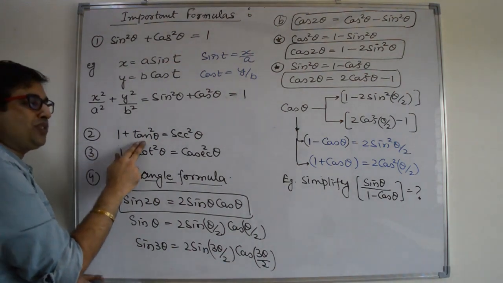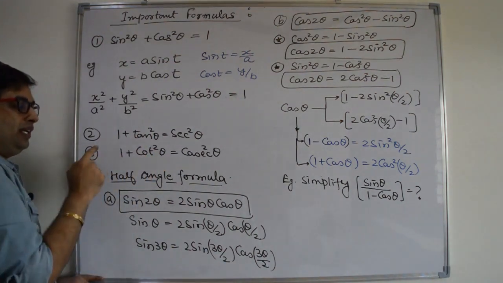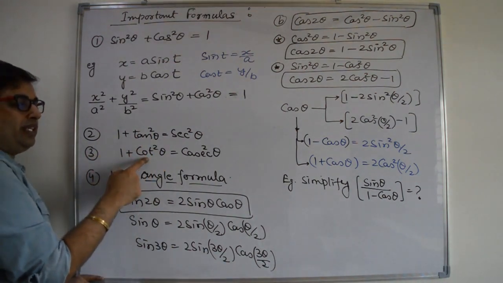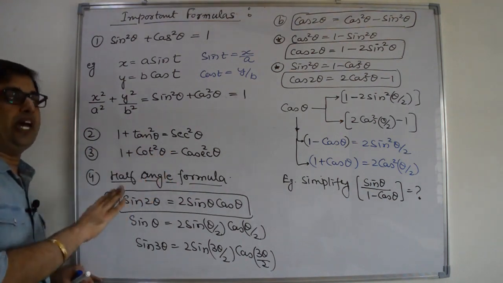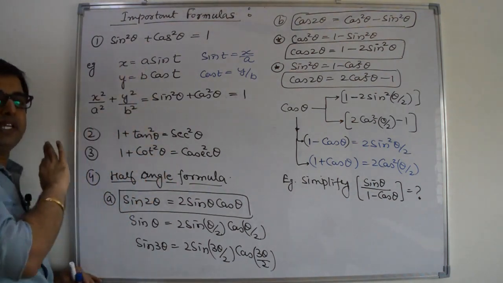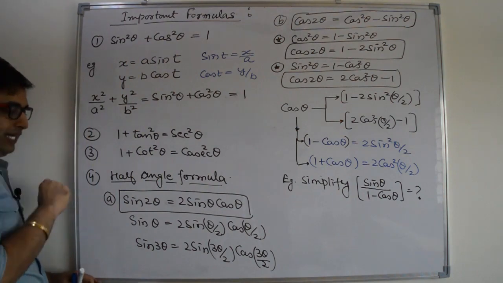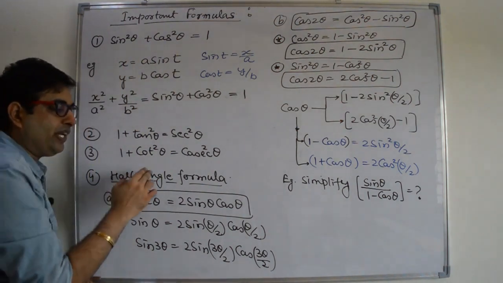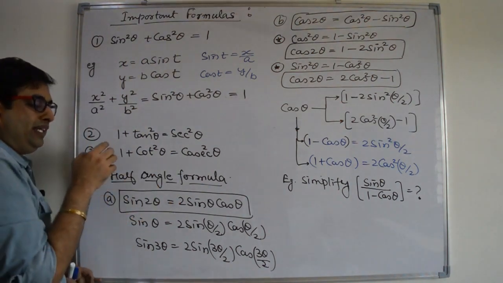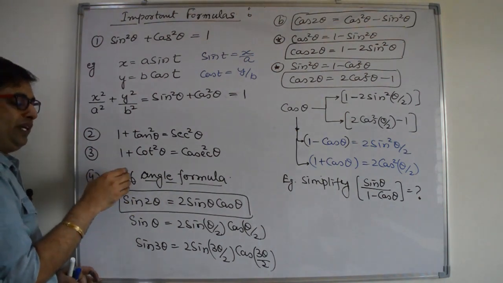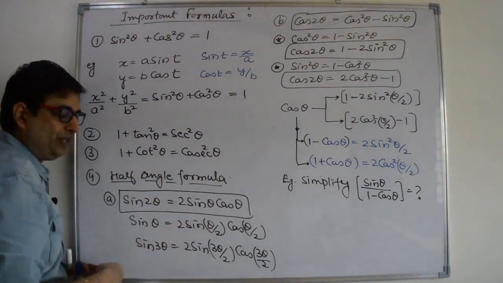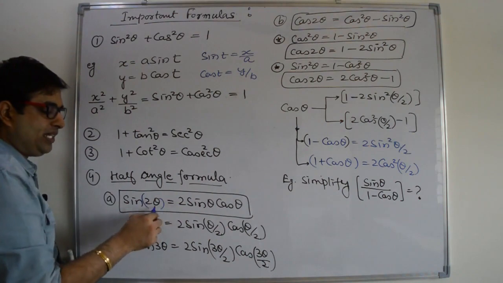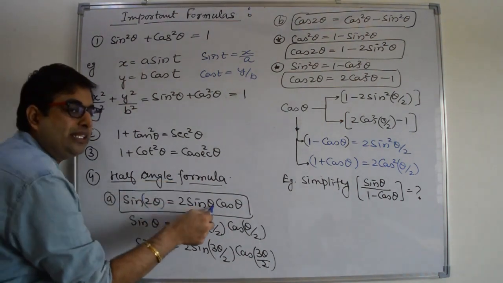Second is 1 plus tan square theta is equal to sec square theta. Third is 1 plus cot square theta is equal to cosec square theta. You have to remember these basic identities. Now next, very important, is the half angle formula. In this formula we will convert an angle to its half value. Here we have 2 theta and we will convert it into theta.